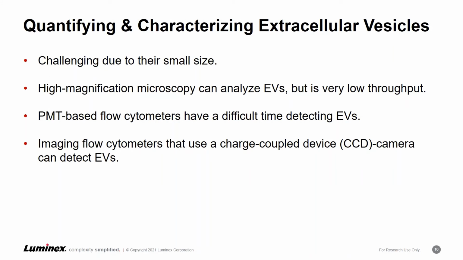Quantifying and characterizing EVs is challenging due to their small size. High magnification microscopy such as EM can be used to analyze EVs, however, it's very low throughput. Additionally, PMT-based flow cytometers have a difficult time detecting EVs since they are not highly sensitive. Imaging flow cytometers that use a charge-coupled device or CCD camera can detect EVs, such as the CellStream.